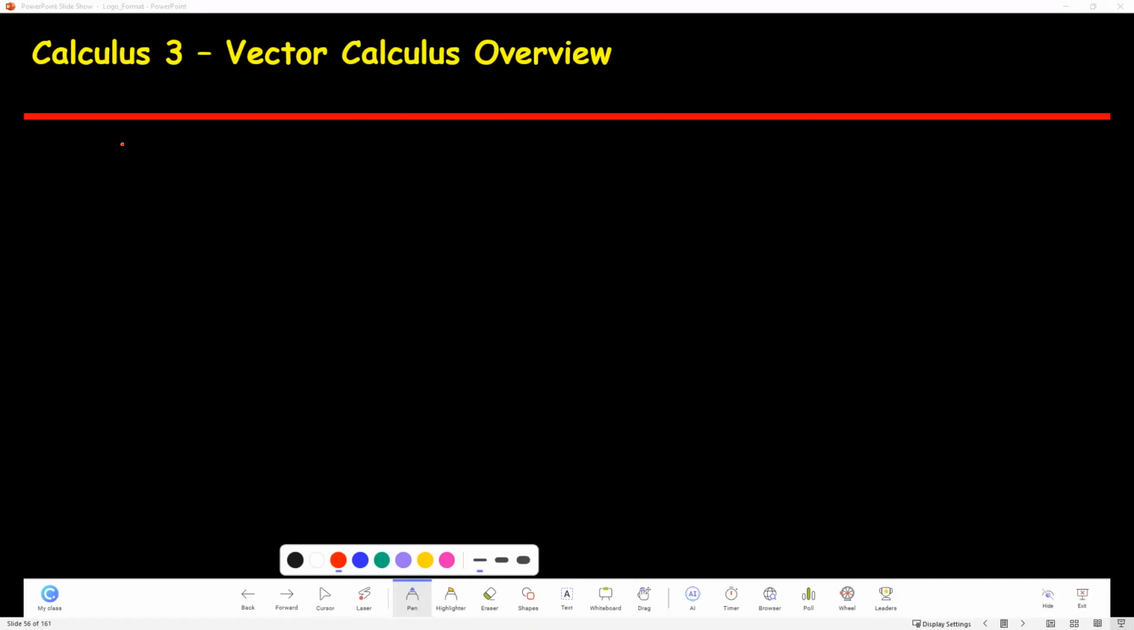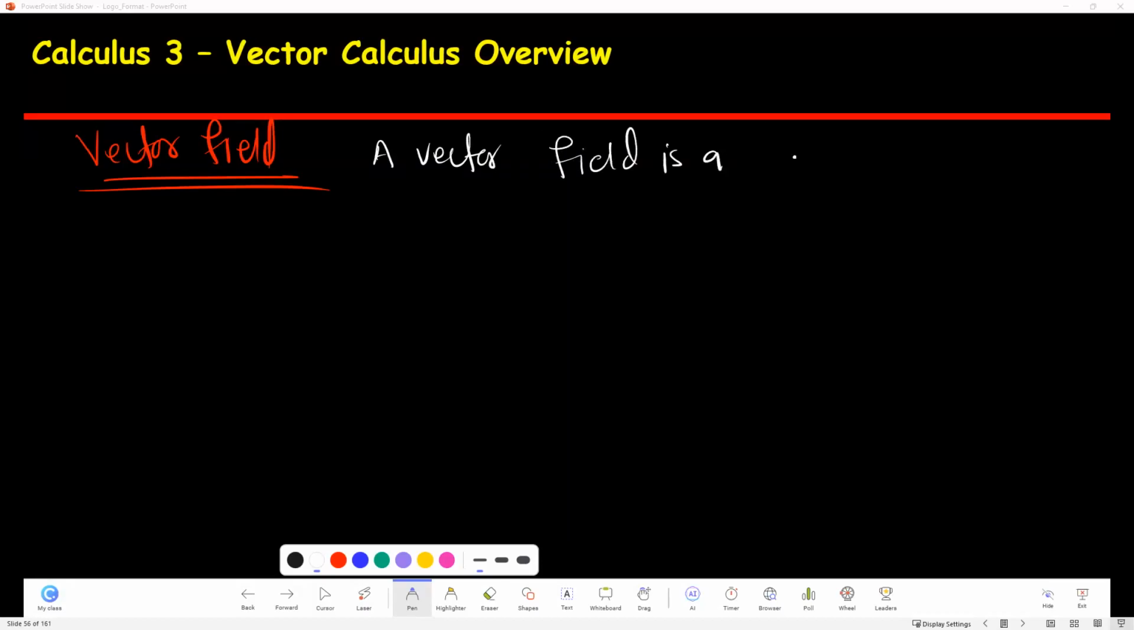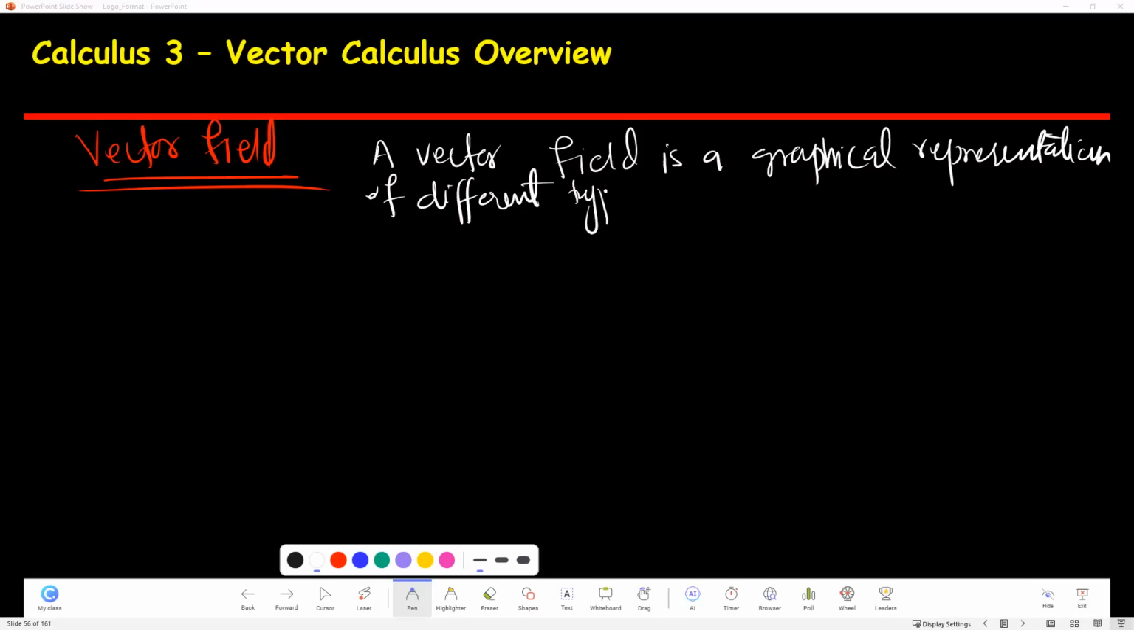Okay, so vector field, this is where everything starts. And I told you what a vector field is. A vector field is nothing but a representation of different types of scientific phenomena. So a vector field is a graphical representation of different types of scientific phenomena.